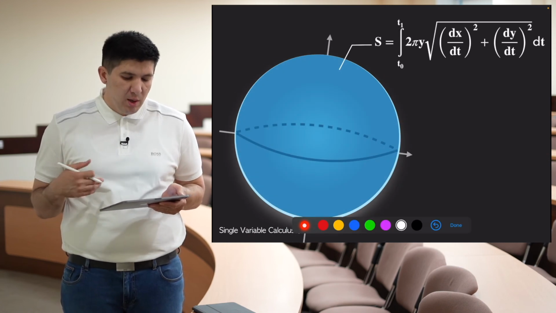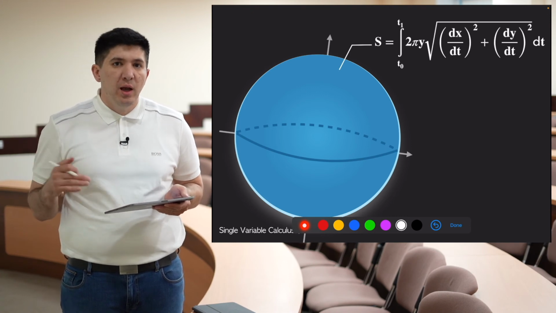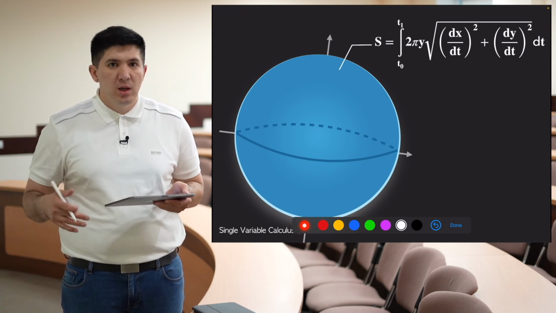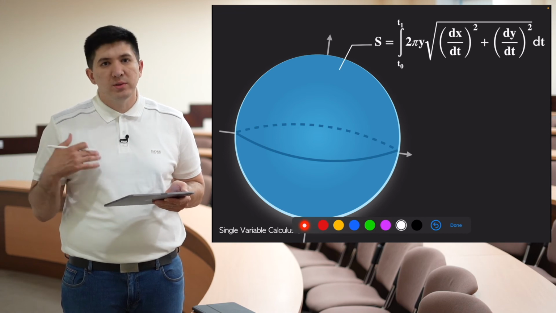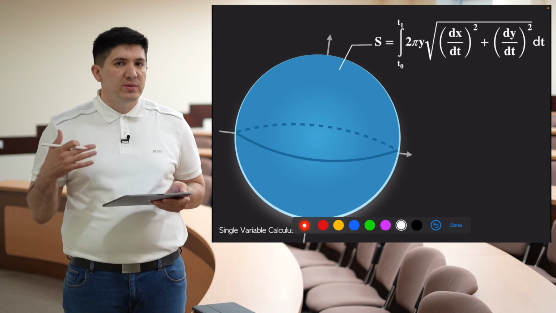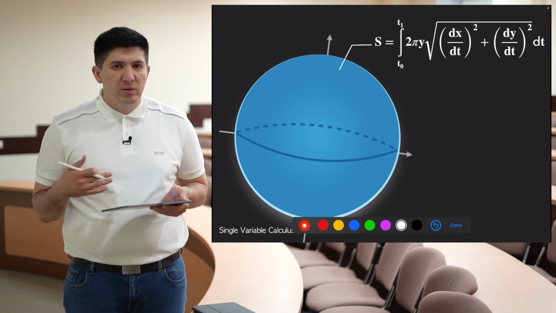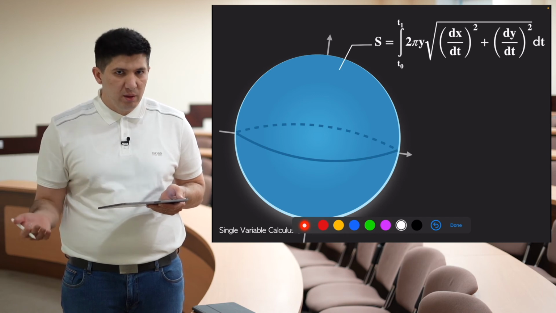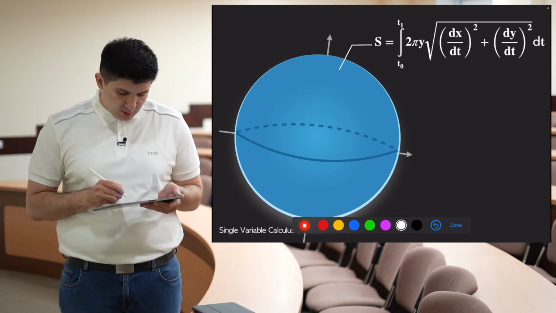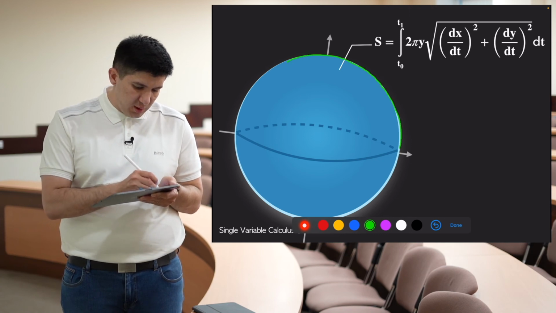So for example, if your curve is given using the parametric equation, and if you obtain some surface by just rotating this curve around some axis or around some line, then you can find the surface area of this curve using this formula. So in particular, if you would like to find the surface area of a sphere, what you have to do is you need to take a circle, or half a circle, I would say, right?